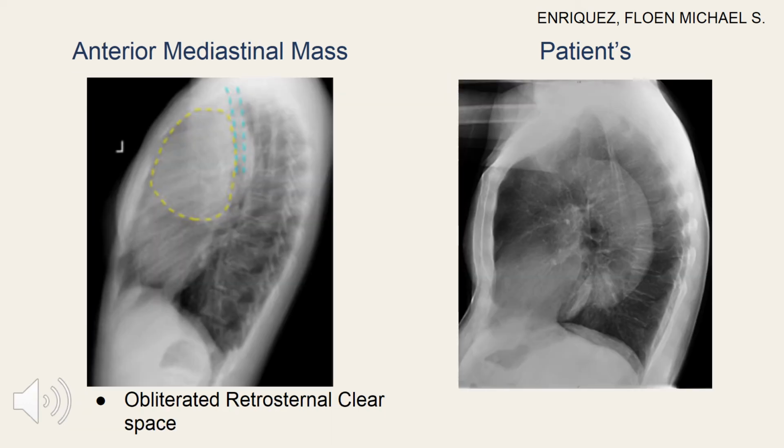So this slide just shows us that the lateral X-ray view can confirm the location of an anterior mediastinal mass. So the mass is outlined in yellow and is displacing the trachea posteriorly, which can be seen with blue lines. Now notice the patient's radiograph on lateral view seems not to have an obliterated retrosternal space. But then again, as we said a while ago, an obliterated retrosternal clear space is not so helpful anymore since most of the patients, especially the obese ones, may fill the retrosternal space with fat.